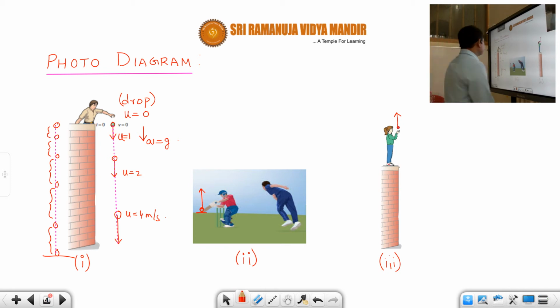Okay. Now the second case, where the ball goes upwards from the ground. When the ball hits the bat, it will move upwards with, suppose, let's say 10 meters per second. Okay, students. So now it will go upwards like this. Correct or not, students? It will go upwards like this.